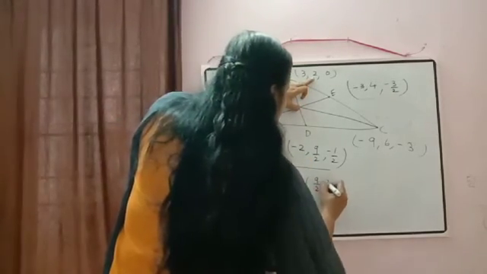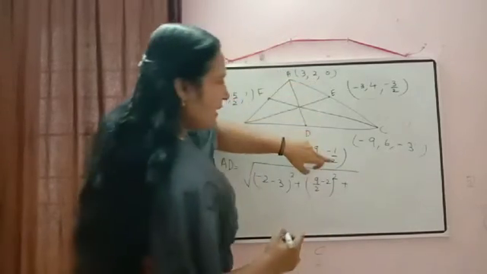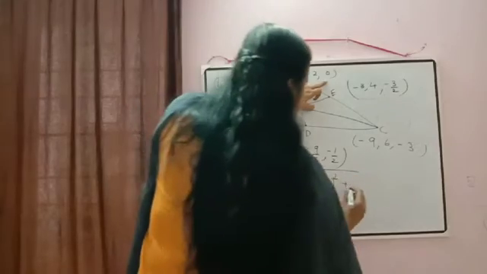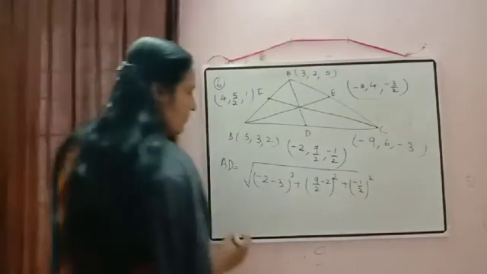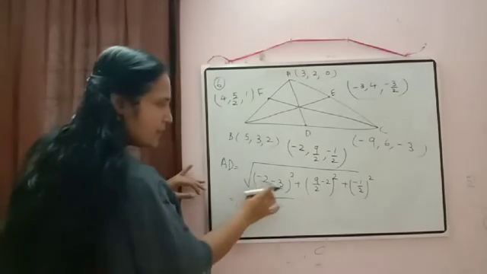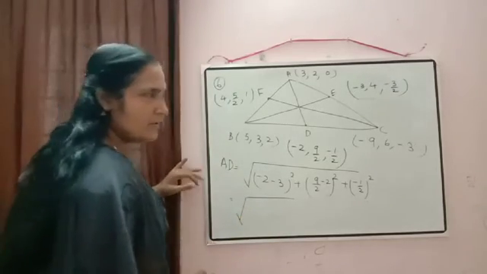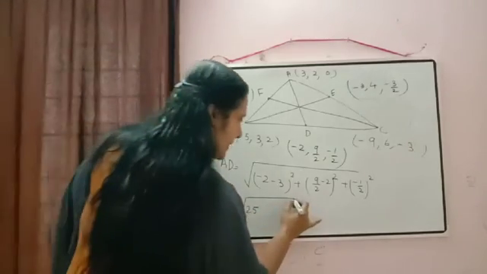So (9 by 2 minus 2) the whole square plus (z2 minus z1), so that is 0 only, so (-1 by 2) the whole square. Now we can simplify it. Square root of (-2 minus 3) will be equal to -5. -5 square is 25 plus.